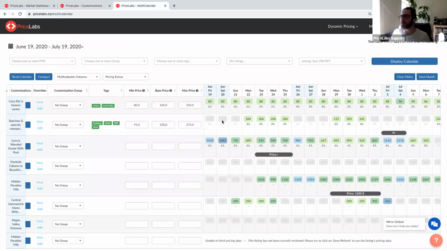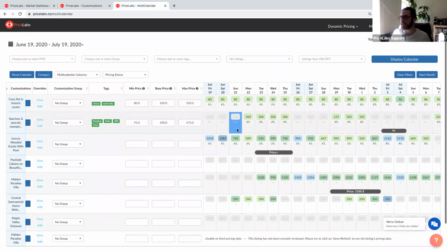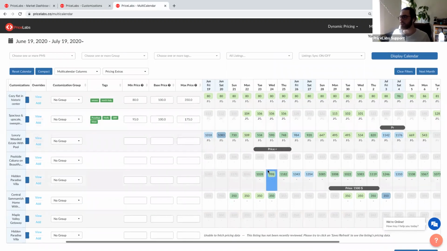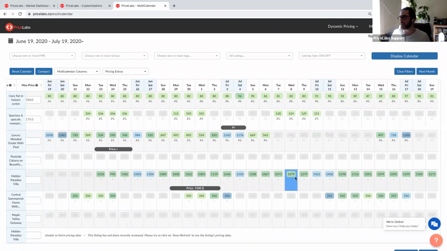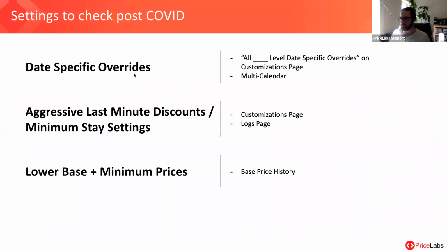Additionally, our new multi-calendar is a good place to spot check, since here you see all of your listings on one page and our overrides show up as these black bars. So if you're ever reviewing your rates and you see something, you're like, hey, I don't remember setting this, definitely take a peek, consider deleting those, and it's just a good visual of what dates have overrides here.